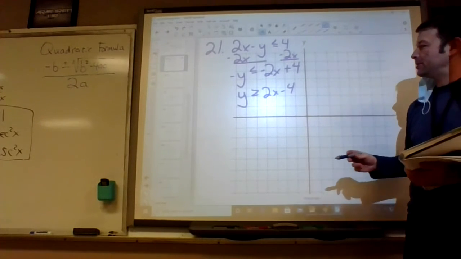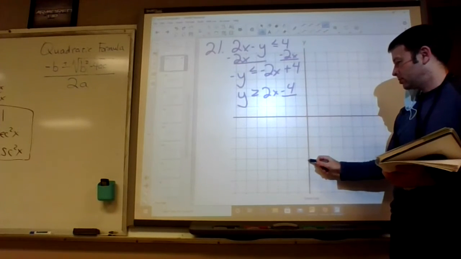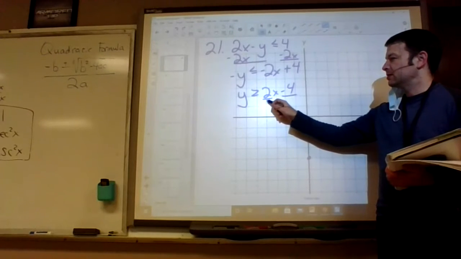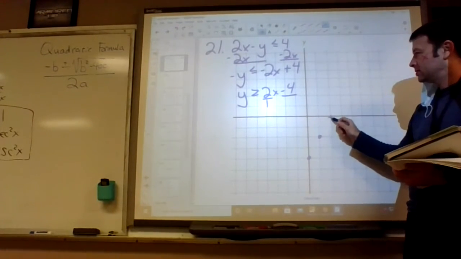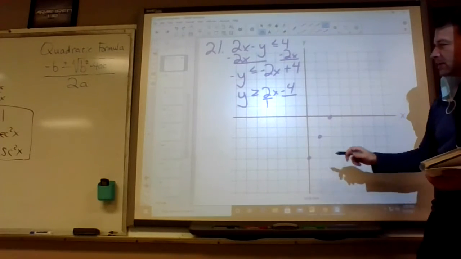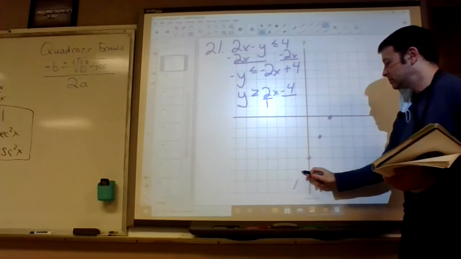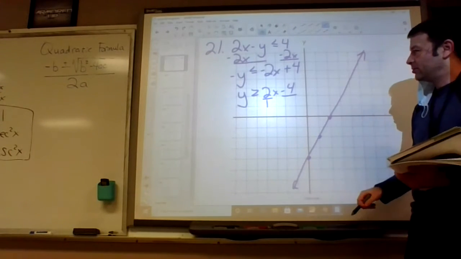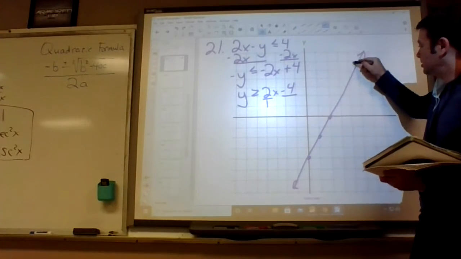Where do I start on the graph? -4. Where do I go from there? Up 2, over 1. The line is going to be solid. And where are we shading? Above it. It's y is greater than again.